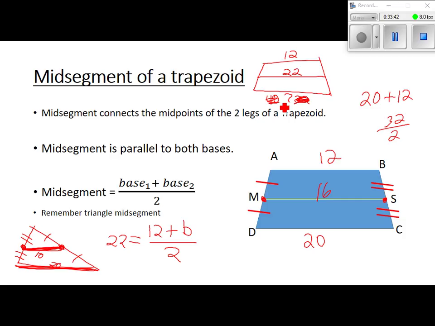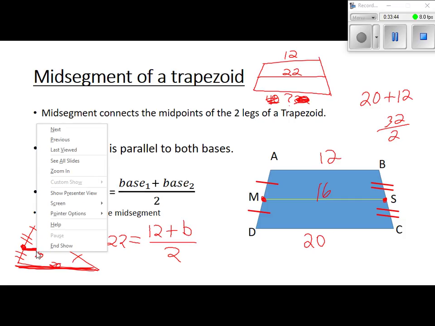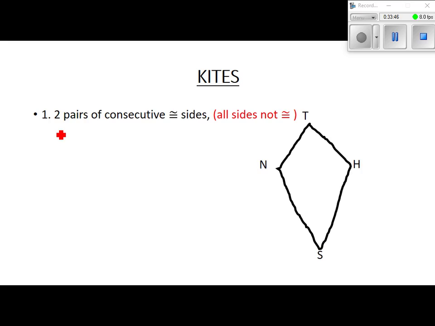If I get a question a second ago. Now kites. A kite looks like this. And this will answer your question where a kite goes on that chart up there.